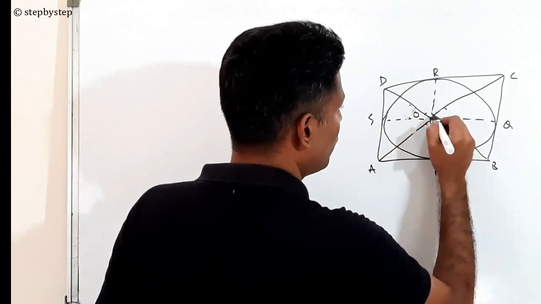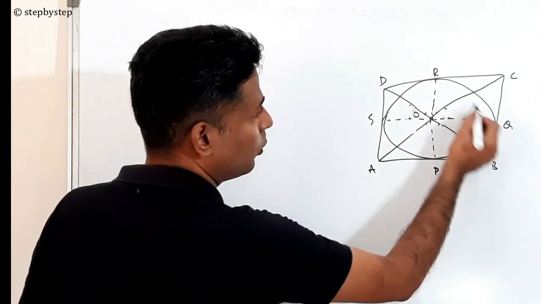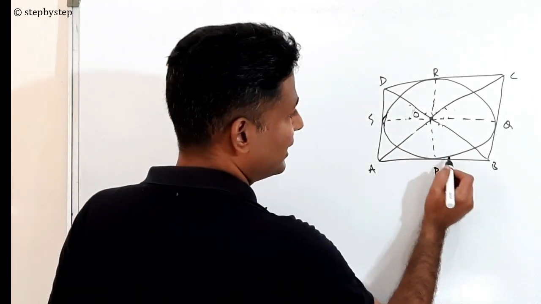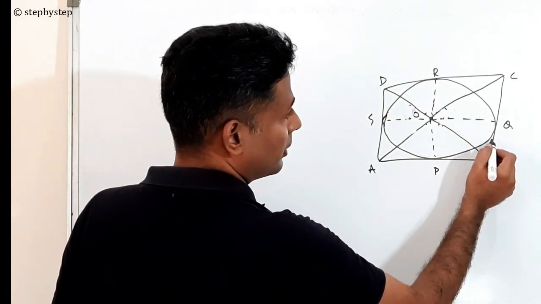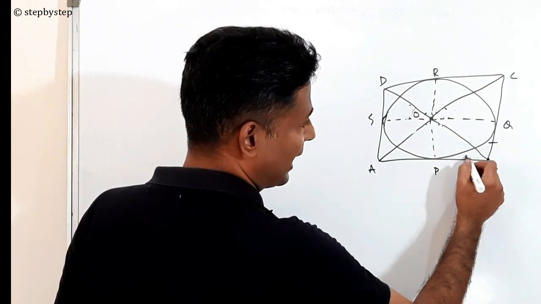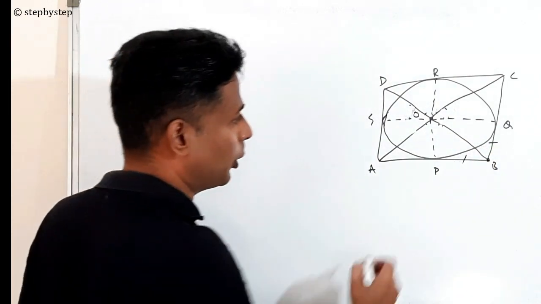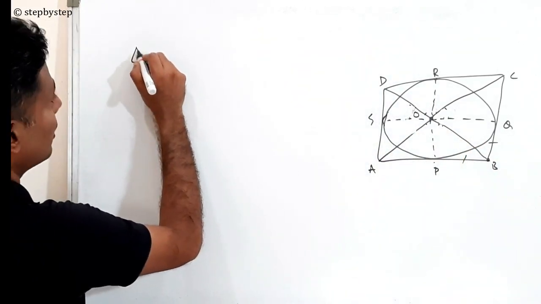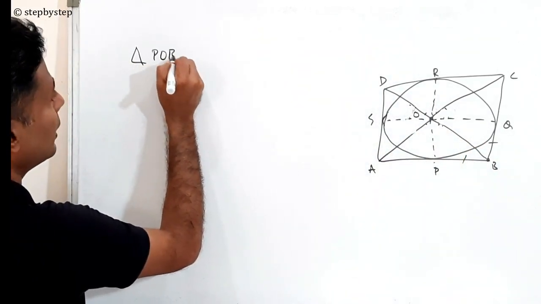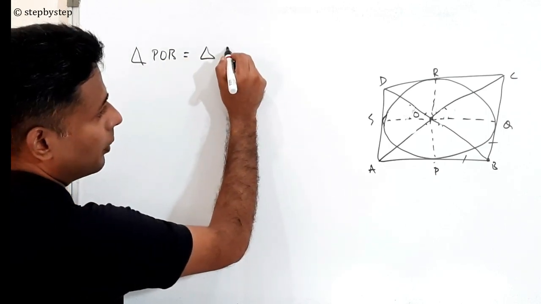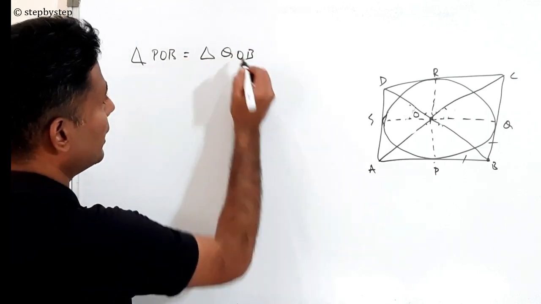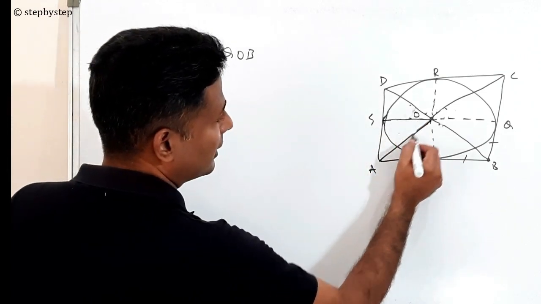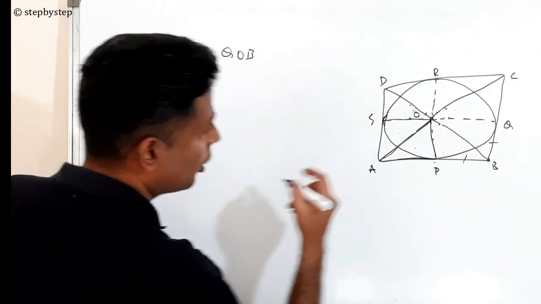Alright. Now let PQRS be the points where the quadrilateral is touching the circle, which means this is an external point, this is A, and the 2 tangents from the external point, which means what? Triangle POB equal to triangle QOB. Alright guys, similarly we have this triangle congruent to this triangle and these triangles are also congruent.